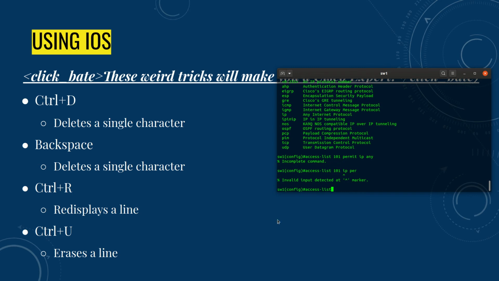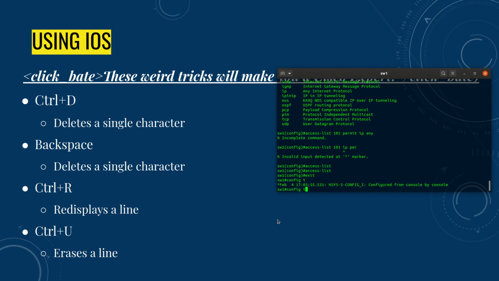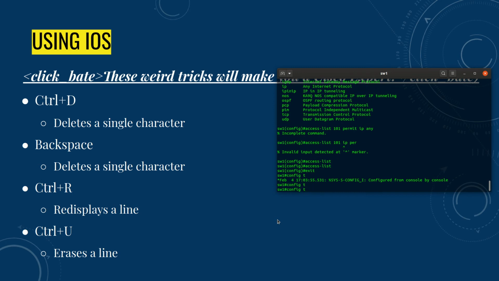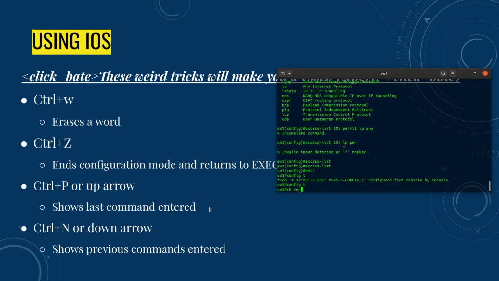Control R redisplays the line. Sometimes we'll get messages. So case in point right here, if I do exit and then I get config T up, re-showed it. All right. Sometimes you'll get a message that interrupts you, or something will come in. It'll split the line. It might help you to do a Control R and redisplay the line that you're on. Okay. Control U just erases that whole line. There you go. Control W erases a whole word. So let's go to config T again. If I hit Control W, it's going to erase that T, that keyword.